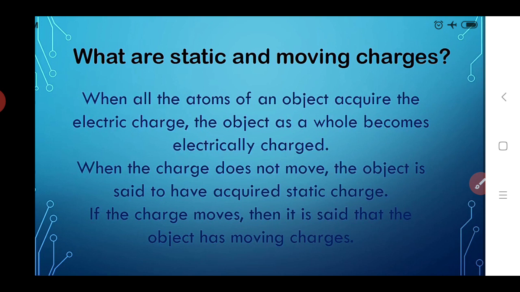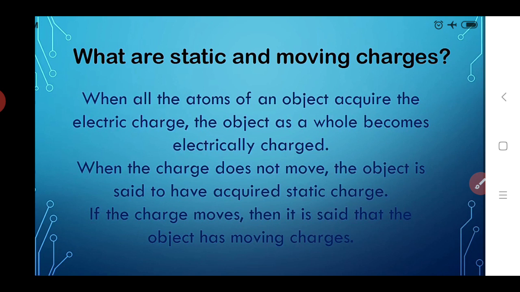Now we see the next question: what are static and moving charges? Some charges move from one place to another, but some charges remain as they are in one object. When all the atoms of an object acquire the electric charge, the object as a whole becomes electrically charged. When the charges do not move, the object is said to have acquired static charge. If the charge moves, then the object has moving charge.